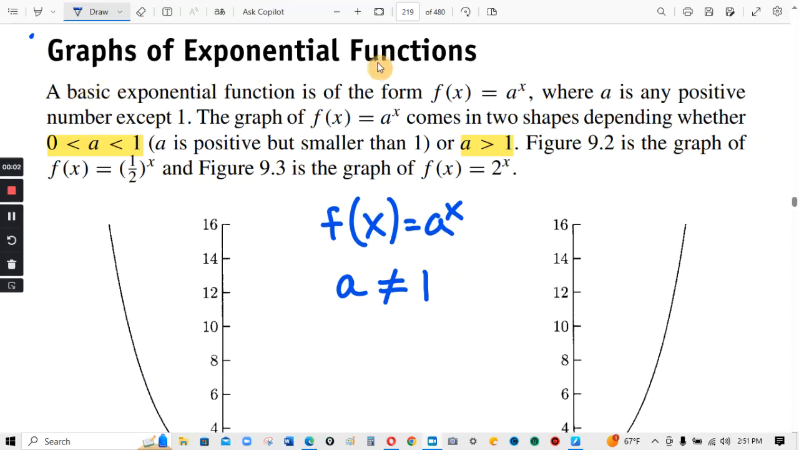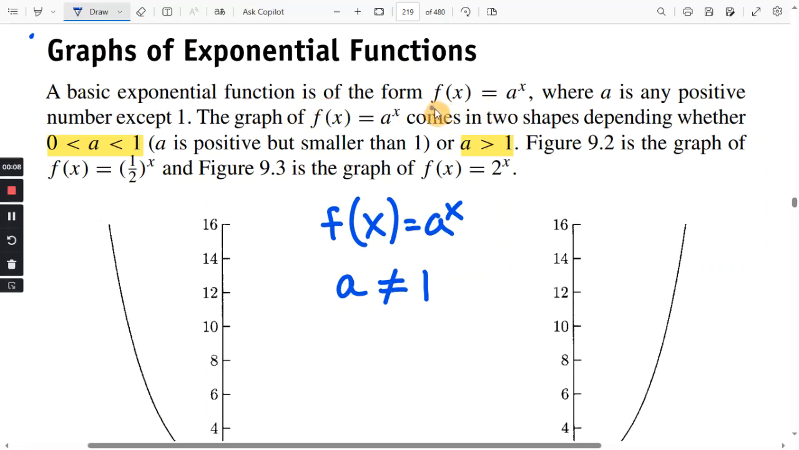All right, graphs of exponential functions. A basic exponential function is in the form of f of x equals a to the power of x, where a is any positive number except 1. Okay, so I wrote that right here. A is anything except 1. The graph comes in two shapes depending whether a is between 0 and 1 or a is greater than 1.